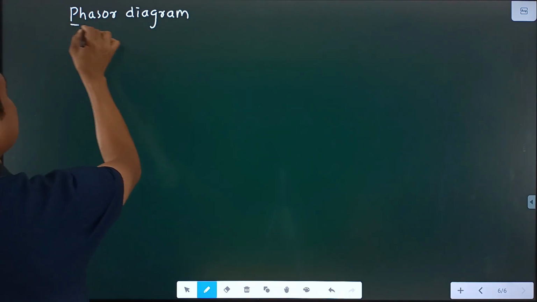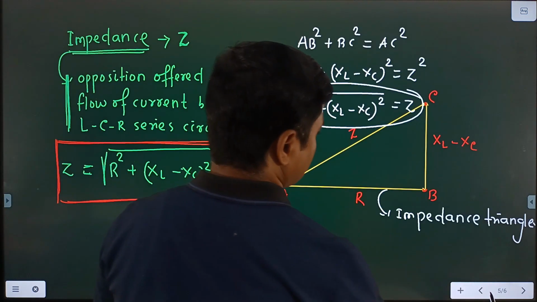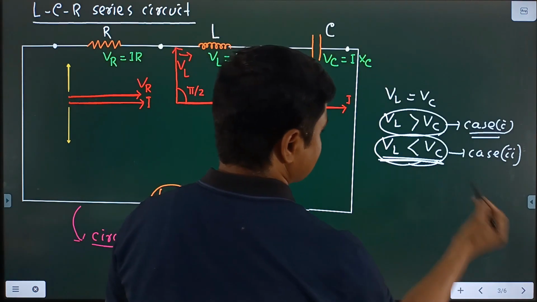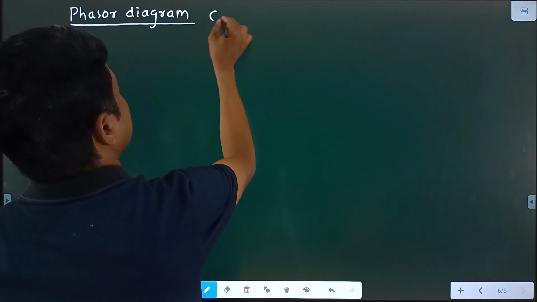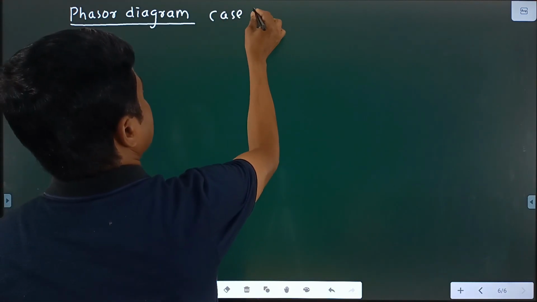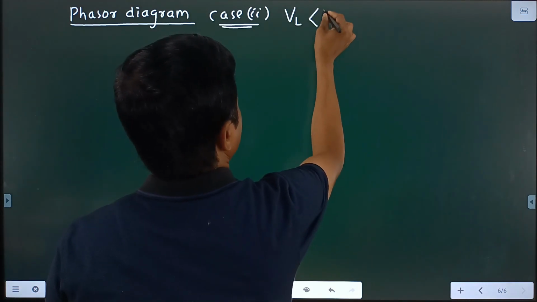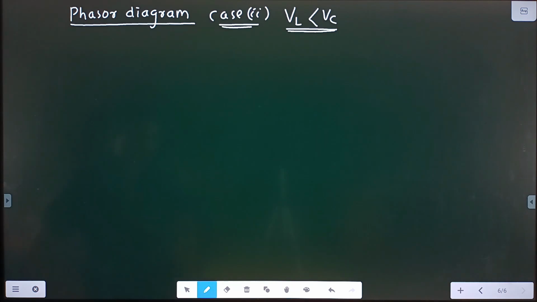Of a series LCR circuit, and what is the condition? The condition is the second case, that is VL is less than VC. Clear? And you draw the phasor diagram.